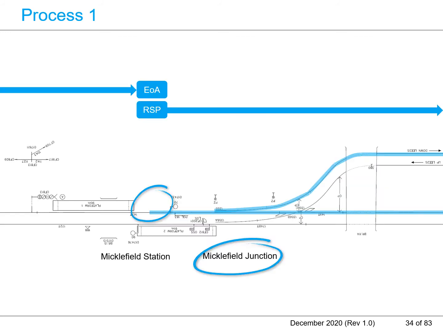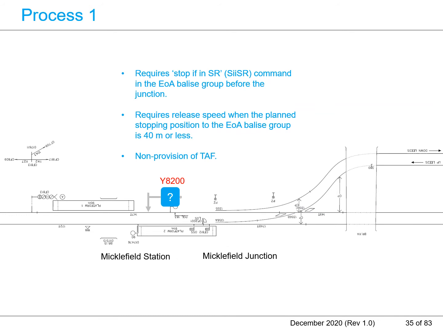RSP is required on the approach side of the Micklefield junction, indicated with the blue circle in this diagram. This RSP is for managing the two routes beyond the junction. This RSP is also the EOA for the train on approach to the junction when there is no movement authority through the junction. The identifier of this RSP is Y8200.